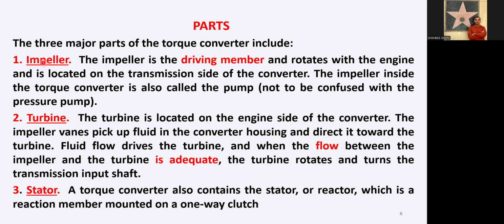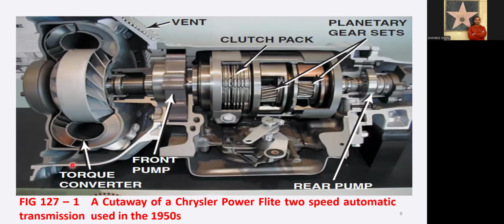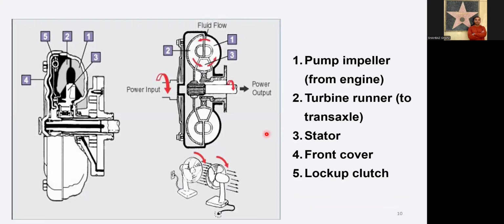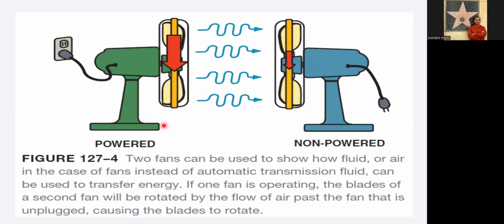There are three major parts: the impeller, the turbine, and the stator. We have studied in detail what the impeller does, what the turbine does, and what the stator does. Then this was the figure of a torque converter of a vehicle. Then this was the functional diagram of how the impeller, pump, turbine, and stator work.